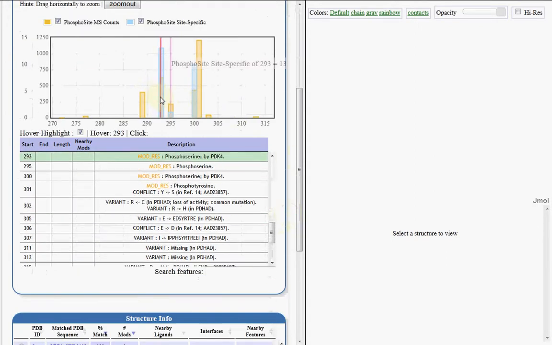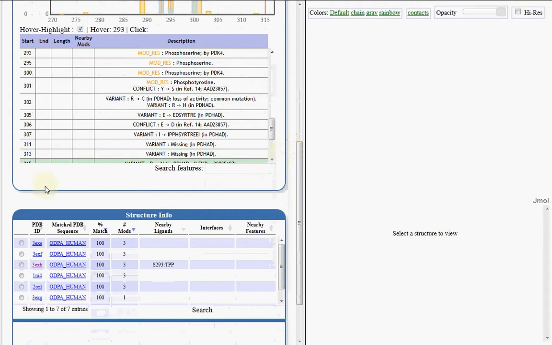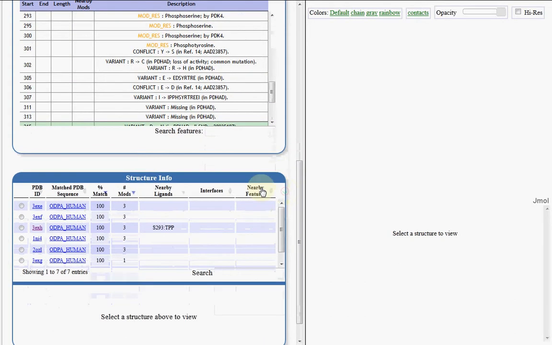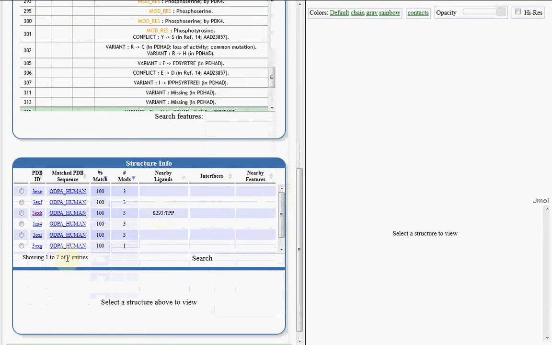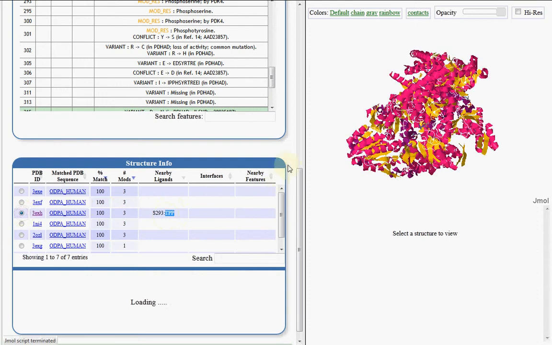And if you look at the UniProt annotations table down here, several of these phosphosites are actually phosphorylated by pyruvate dehydrogenase kinase, which is the kinase that deactivates this metabolic enzyme. Now let's take a look at the structures. As you can see, there are 7 structures of this protein in the Protein Data Bank, and in one of them, my database found that serine 293 is located near a ligand called TPP. So let's take a look at that.